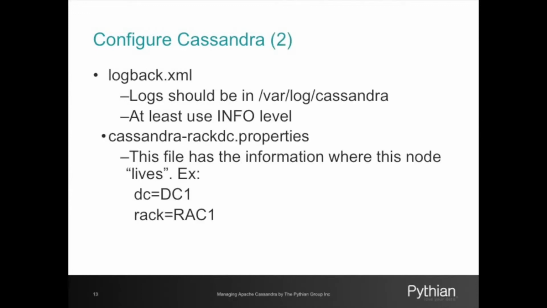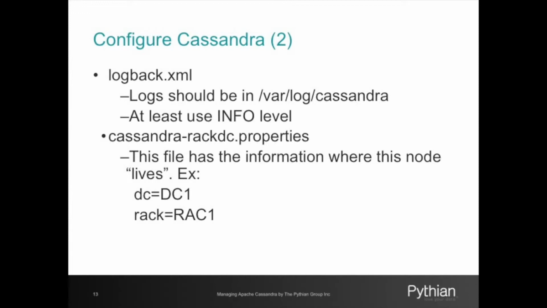So, logback, like I told you, is all about logging. You have lots of things that you can log on different directories. I'm a fan of /var/log/cassandra. That's where every log should be. Again, if you have other preferences, other ways to manage your logs, just make sure that your logs go where you want them to go, and at least use the info level. So at least everything info or above should be logged.